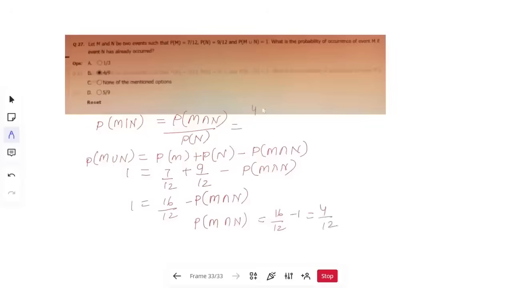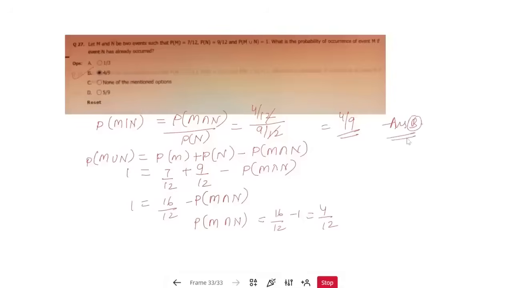We have found the upper value, which is 4 by 12, and the lower value is 9 by 12. When you solve it further, you will get the answer as 4 by 9. Hence the correct answer for this question is 4 by 9. Guys, this question has been repeated the most number of times, so make sure that you are aware of at least the answer to this question, because you can get the exact same question in your assessment also.